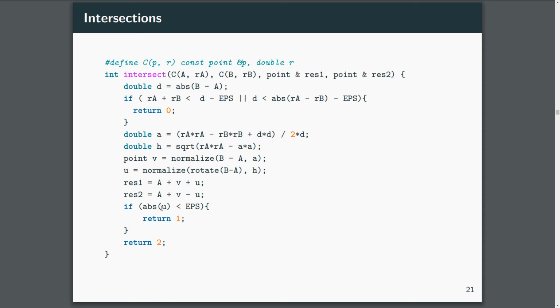If u is very small, then the difference between these points is going to be very small. So we say that the circles are just tangent to each other. They're just touching. So there's just one intersection point. Otherwise, there are two.